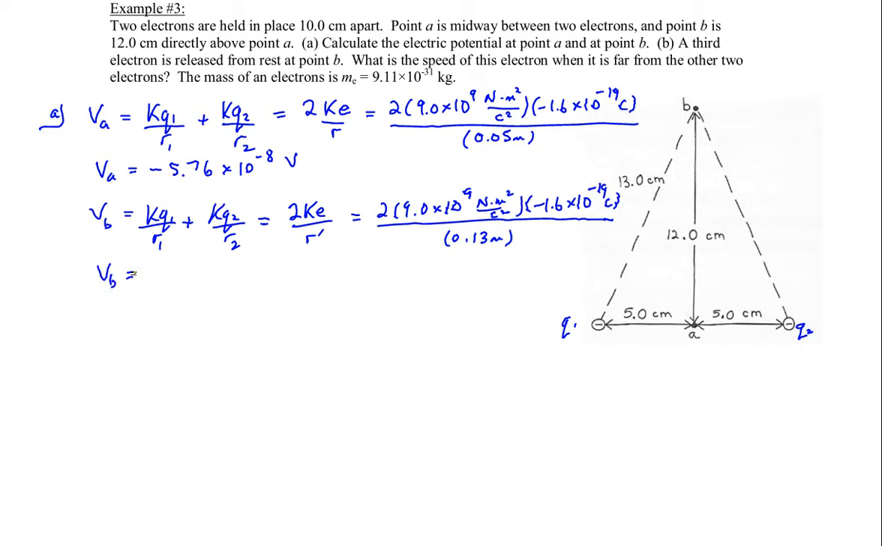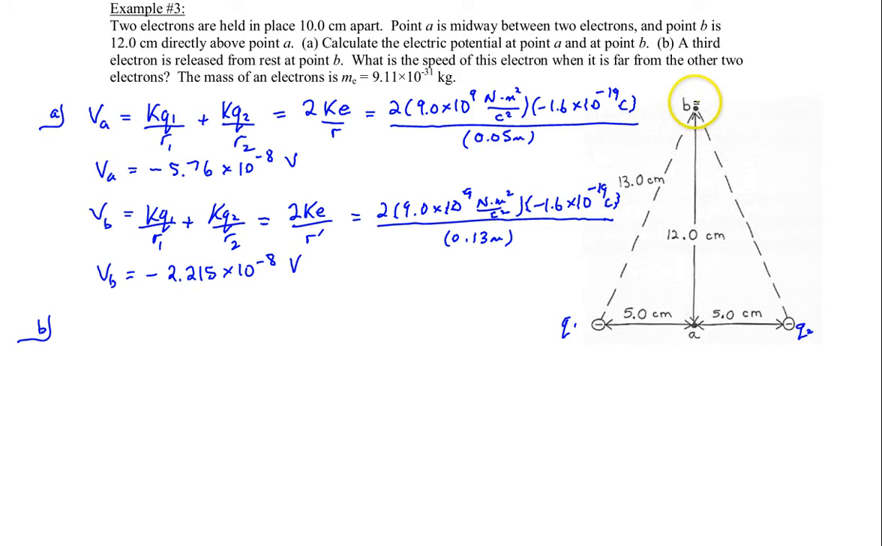Using your calculator, you should get negative 2.215 times 10 to the power of negative 8 volts. So that's question A. Let's go on to part B. Now part B involves the conservation of energy. What we're looking at is another electron that is placed at point B and released from rest. And what we're trying to find is the speed of this electron when it's very far away, when it goes very far off this page.